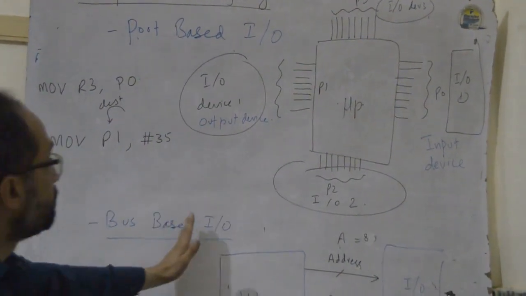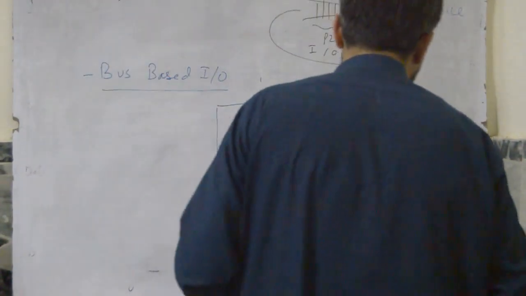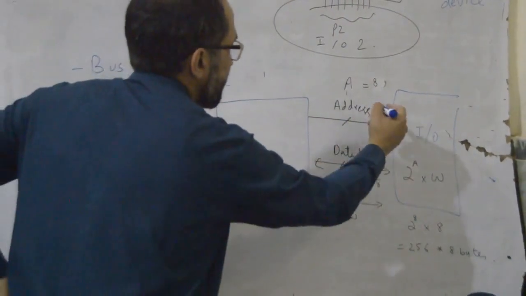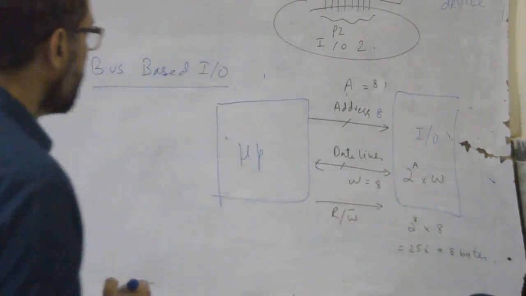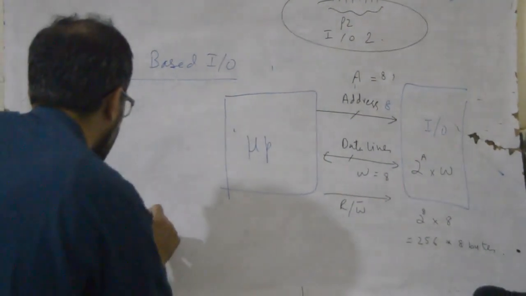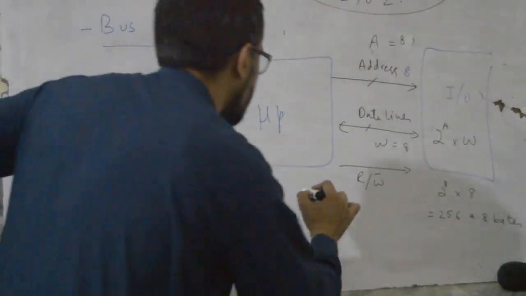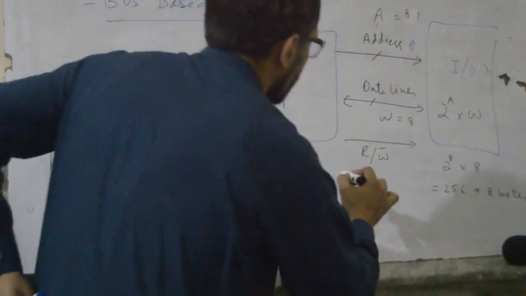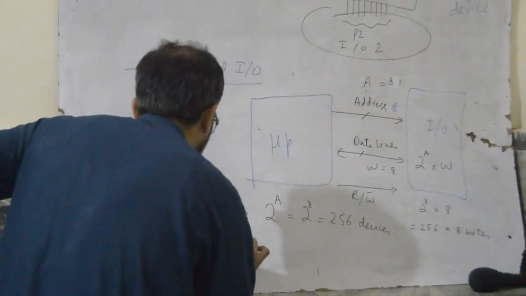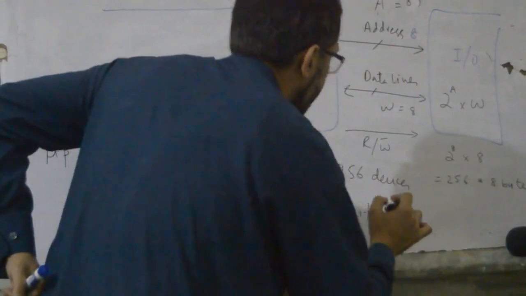Another type of interfacing is called bus-based I/O, in which the microprocessor can be used to interface with 2^8 devices. It means that, let's assume the address lines are 8 bits and the data lines are 8 bits, so the microprocessor is able to access 2^8 devices. In this particular example it is 8, so 2^8. The microprocessor will be able to access 256 devices, and the size of each device is 8 bits because the data line is 8.